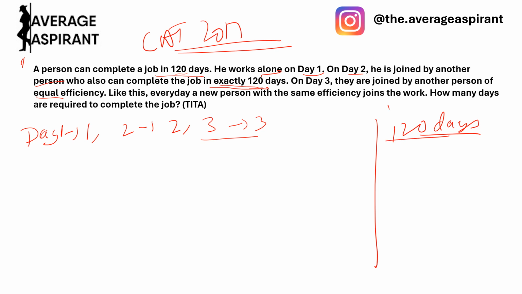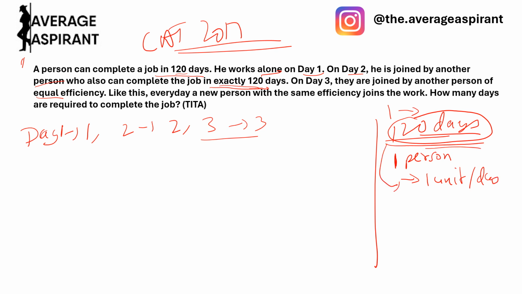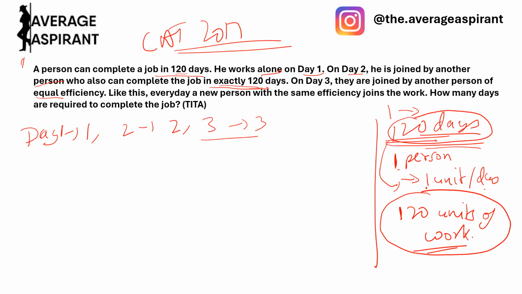So if one person can complete one work in 120 days, let's assume one person works 1 unit per day. If he requires 120 days to complete this job, then how many units will he have to work? 120 units of work, right? If one person is doing 1 unit per day and he requires 120 days, he will have to do 120 units of work. So the total work is 120 units.